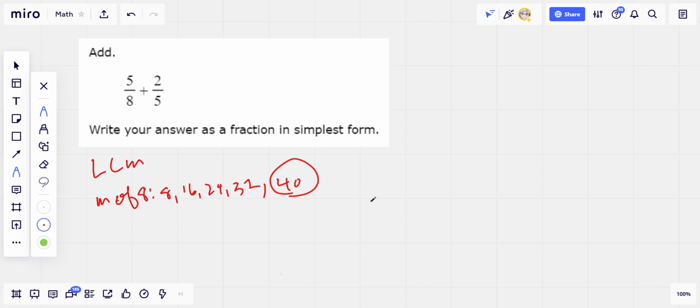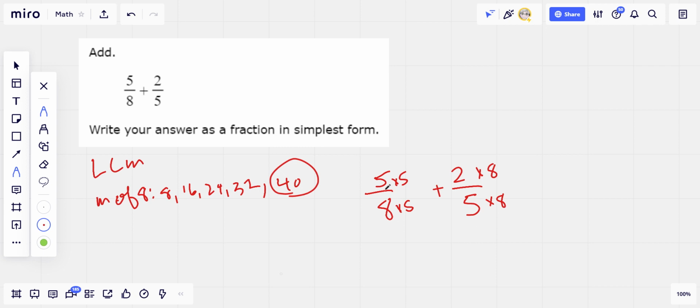So let's set this up now. We've got 5 over 8, and we want to multiply that by 5 to get to 40. So 8 times 5 is 40. If we multiply down there by 5, we have to multiply up here by 5. And we've got our plus sign, and then we've got 2 over 5. And we don't multiply by 5 again over here because 5 times 5 would be 25. We want to get to 40 in both denominators, so we have to multiply by 8. And if we multiply by 8 down here, we multiply by 8 up here.